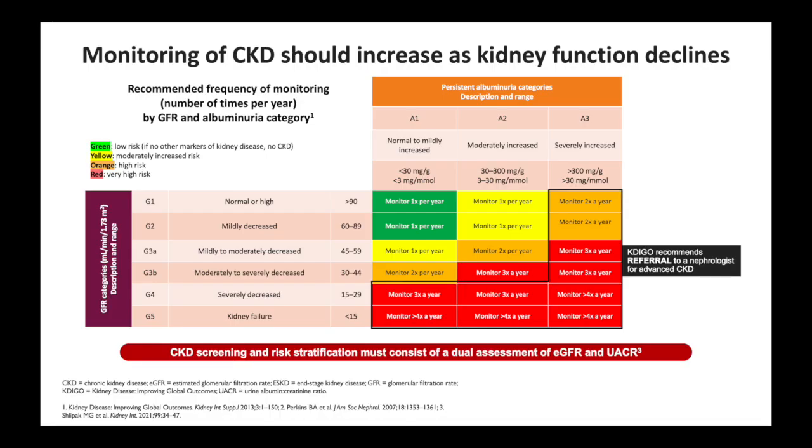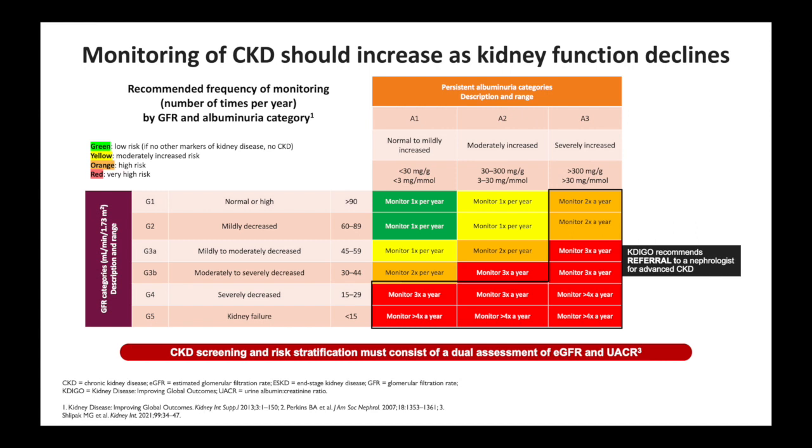So this is the CKD heat map showing us the grading, as well as the recommended frequency of monitoring, for patients suffering from CKD. As you can see on the y-axis, you basically have the levels of GFR from more than 90 to less than 15. And on the x-axis, these are the levels of albuminuria from 30 milligrams per gram, or 3 milligrams per millimole, to more than 300 milligrams per gram, or more than 30 milligrams per millimole. So from A1 to A3.